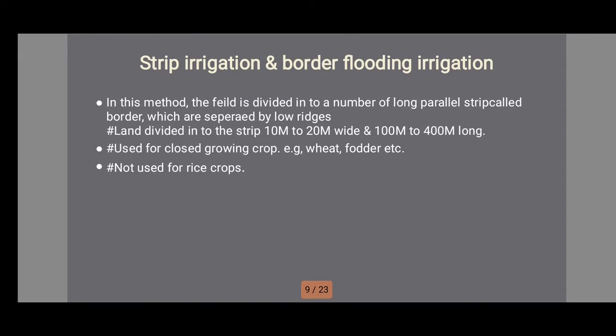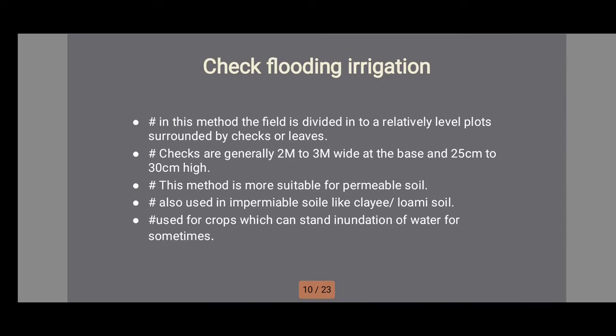Next is the strip irrigation or border flooding irrigation. In this method, the field is divided into a number of long parallel strips called borders, which are separated by low ridges. Land is divided into strips of 10 to 20-meter width and used for close growing crops like wheat and fodder. It is not good for rice.